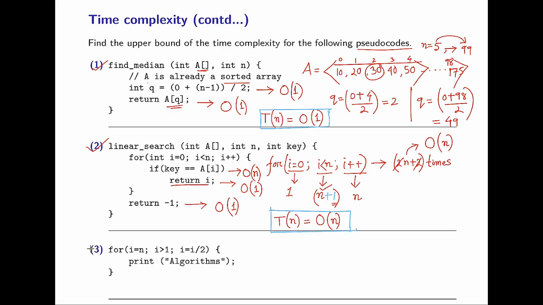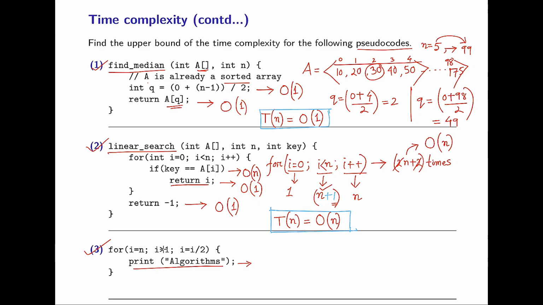So example number 3 now. In this third example, from now onwards, I am not going to write the function name as I have written here. I will just focus on the loop. Now you see, the time complexity of this will be decided by the statement inside the loop. How many times this statement is going to execute will decide it.